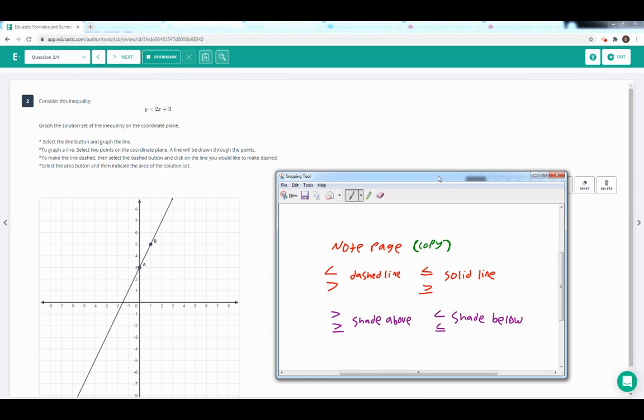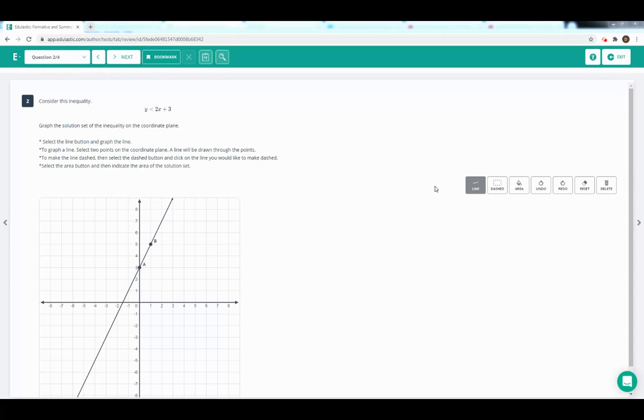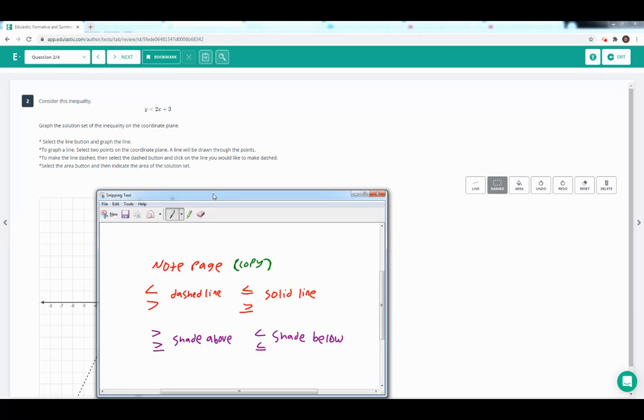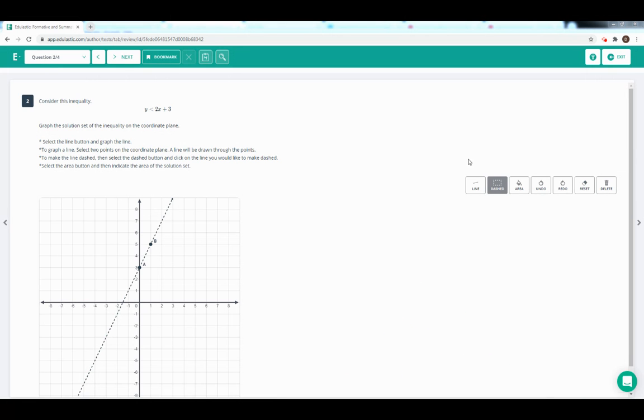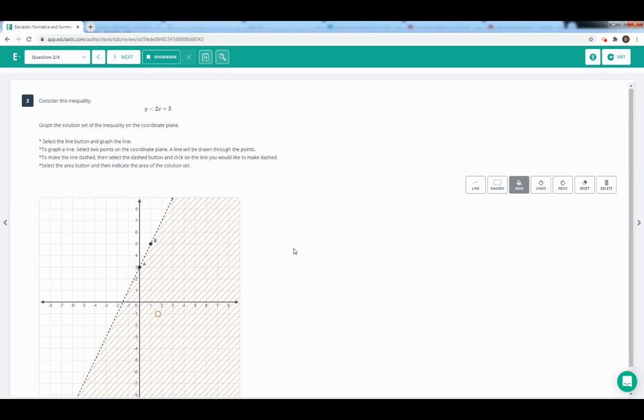Now, my less than symbol is going to be a dashed line, but this is a solid line. So in order to change that, we're going to push this dashed rectangle, and we're going to click on the line, and that changes it to dashed. Now we've got to shade. So we're going to shade less than, we're going to shade below. So I'm going to click that area can, and we're going to shade on the bottom of the line.